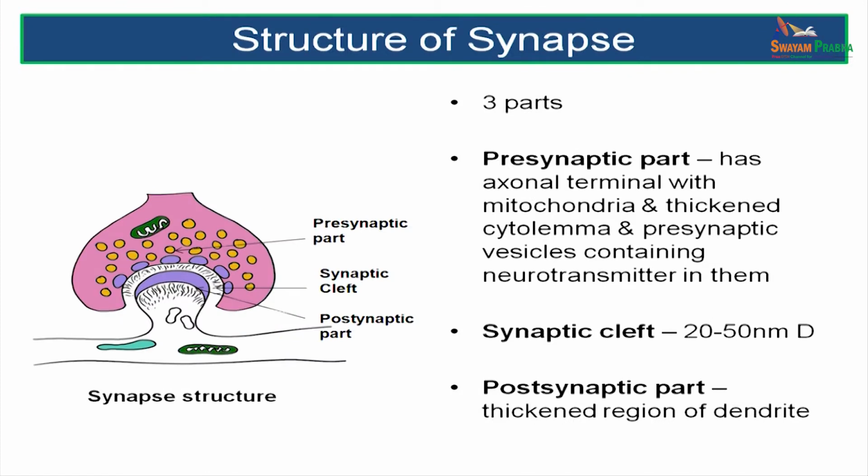Here you can see in this diagram a structure of a synapse. A synapse has three parts. There is the presynaptic part, the synaptic cleft, which is a space between the presynaptic part and the postsynaptic part. So you have the presynaptic part, the synaptic cleft and a postsynaptic part. The synaptic cleft has a distance of about 20 to 50 nanometers in diameter.